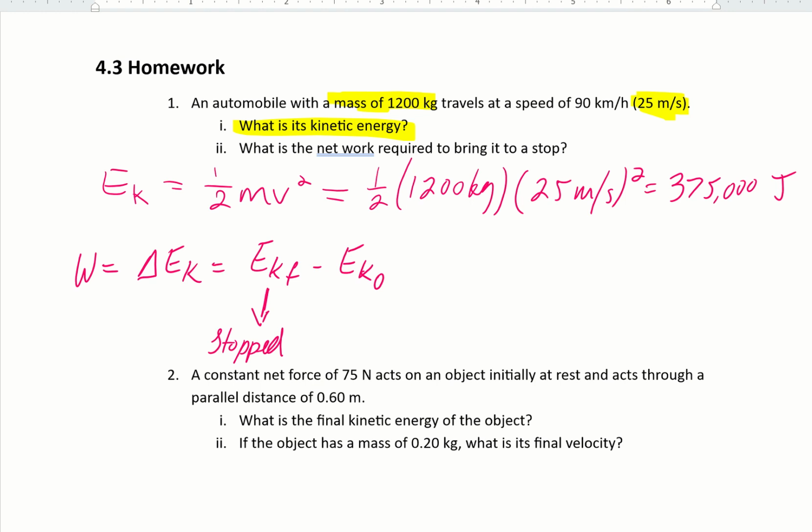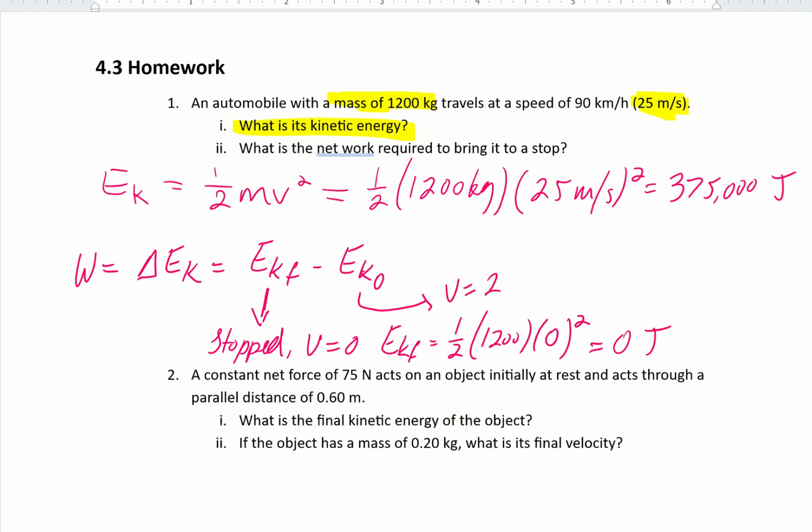And if the car is not moving, then the velocity is 0. So if I do EK final equals 1/2, our mass is 1200, and my velocity is 0. 0 squared is 0, and if I multiply all this by 0, I get a final of 0 joules. My EK initial is when I'm traveling at 25 meters per second. So we already calculated that. It's 375,000 joules. So the work required to bring it to a stop is 0 minus 375,000. So the work required to bring it to a stop is negative 375,000 joules.